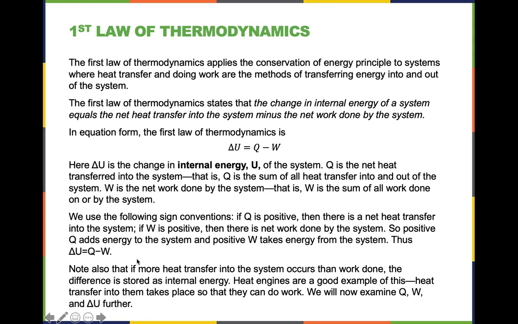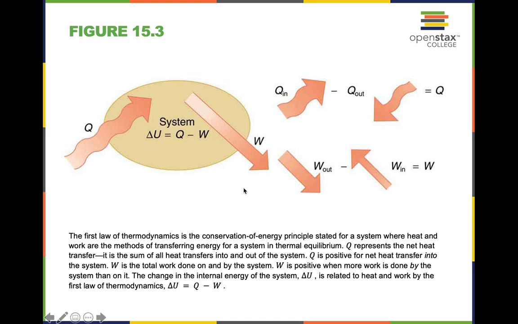Note that if more heat transfer into the system occurs than work done, the difference is stored as internal energy. Heat engines are a good example of this. Heat transfer into them takes place so that they can do work. We will now examine Q, W, and delta U further. So we have this system here where Q is going into the system and work is being taken out by the system. So the first law of thermodynamics is the conservation of energy principle stated for a system where heat and work are the methods of transferring energy for a system in thermal equilibrium.